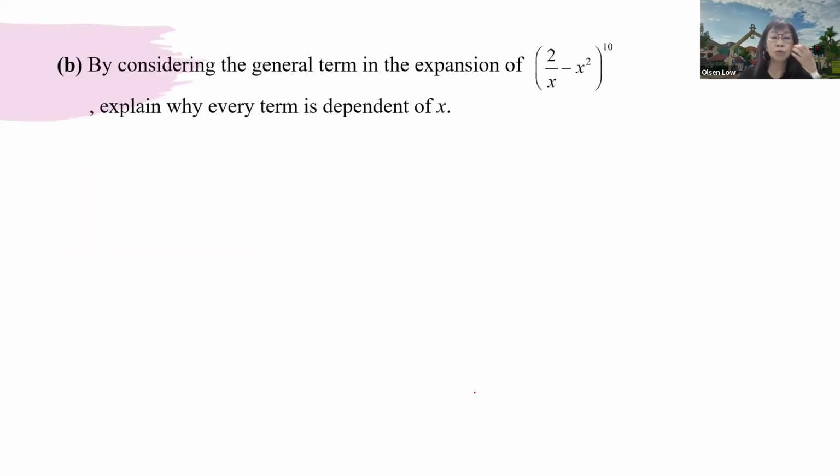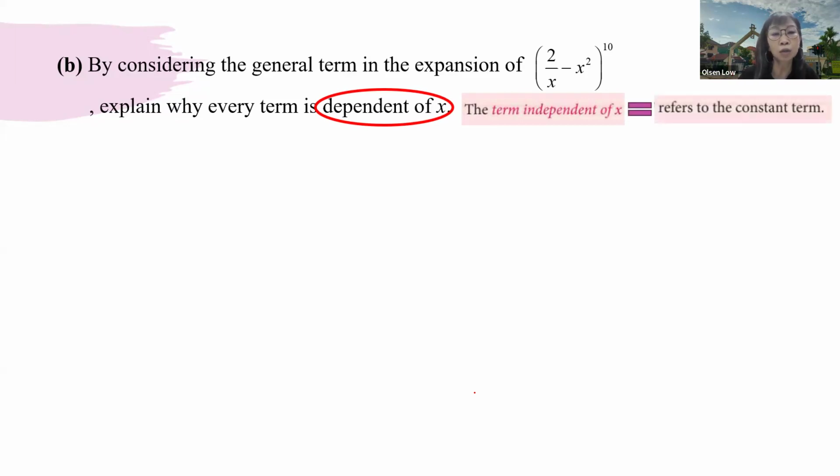Now we move on to the AO3 types of question whereby reasoning is required. Over here in this question, they ask you to explain why every term is dependent of x. First and foremost, we will need to understand the meaning of dependent. Dependent is actually the reverse of independent. Dependent on someone else means I am very much relying on this thing. When you talk about independent of x in mathematical terms, it simply means we are looking out for the constant term. That is something for you to take note of: the definition of the term independent of x.